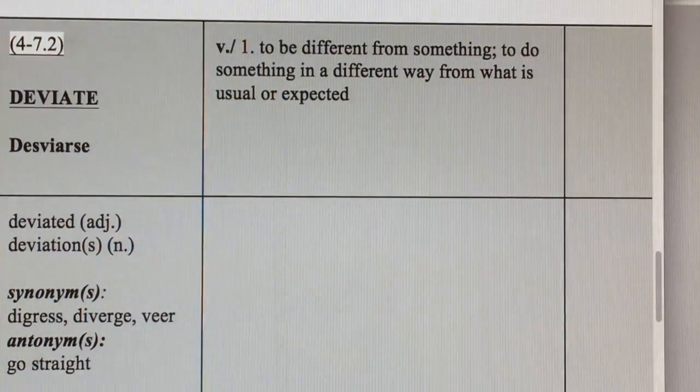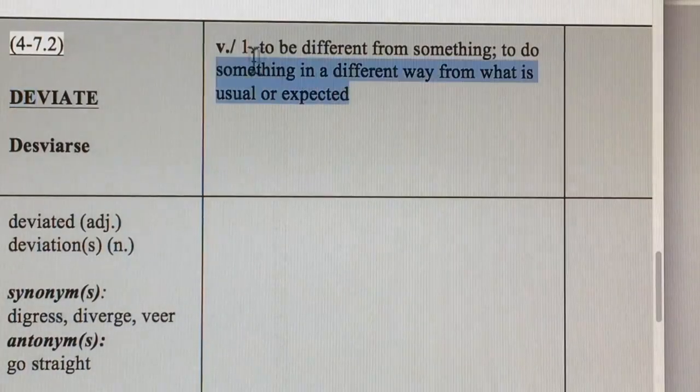Deviate has 3 syllables, and the emphasis or stress is on the first syllable, D. So we say deviate, deviate. Notice that the E is a long E sound, so we don't say deviate, we say deviate.